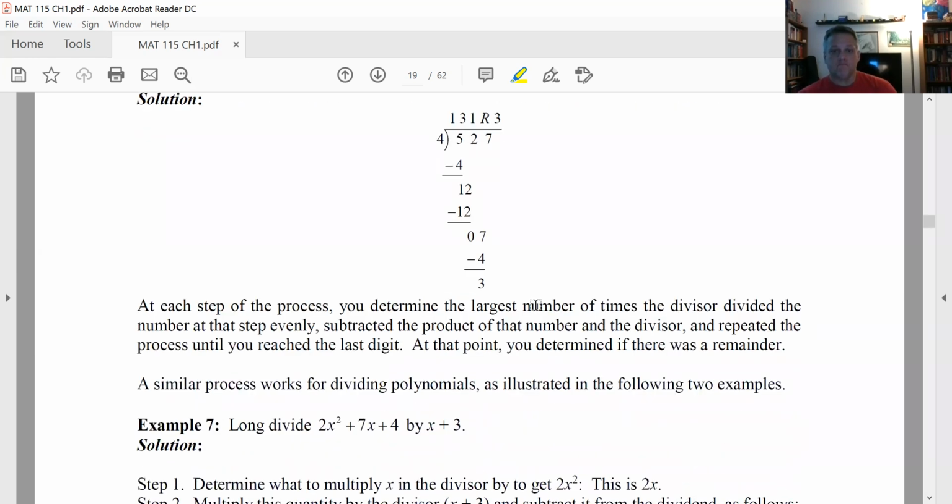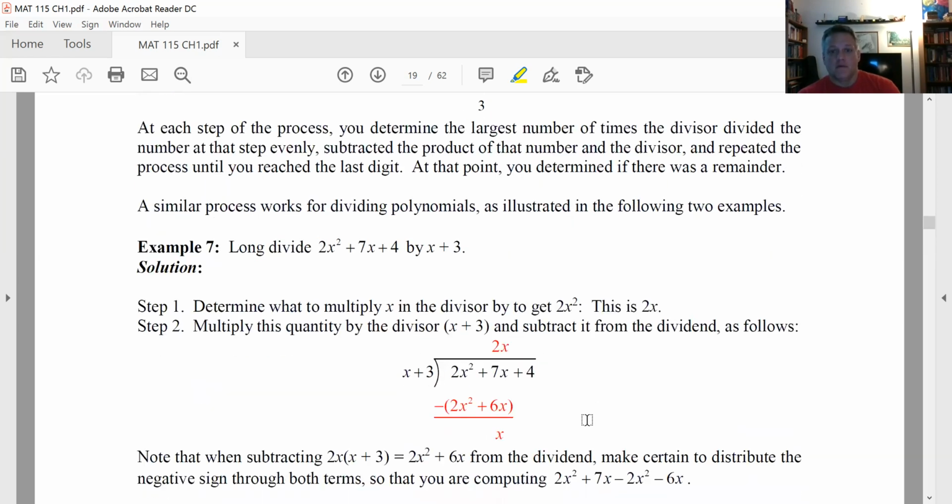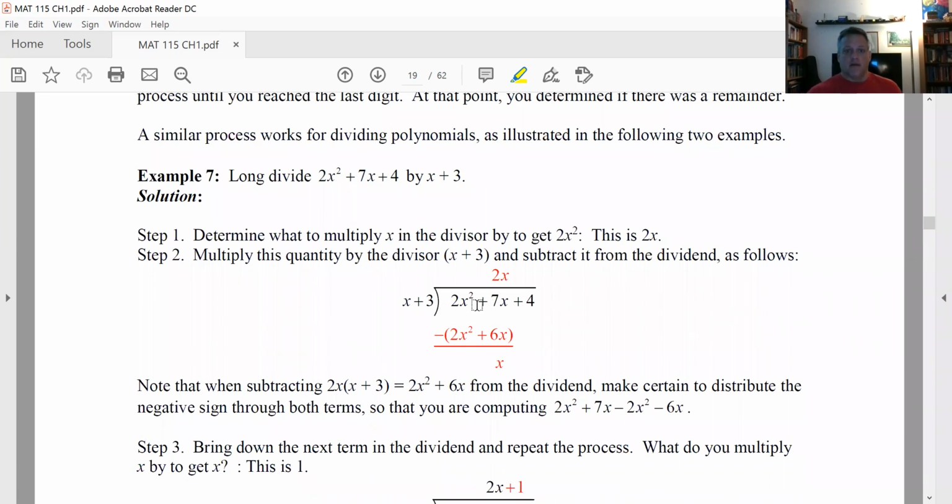Okay. All right, so when you long divide one polynomial by another, the same exact trick works. You just have to be careful with the signs. So let's look at how we would long divide this quadratic expression by x plus 3. We'll just work through it right from this point.